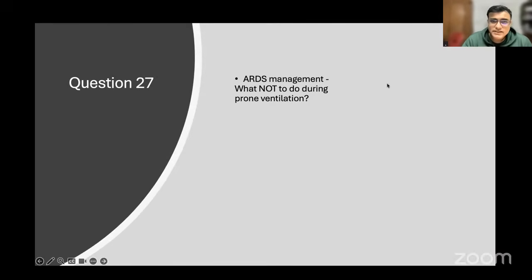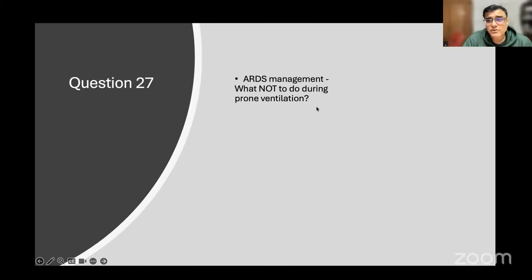So there was another question in ARDS, what not to do during prone ventilation. The question was what not to do during prone ventilation. So we usually don't do recruitment maneuvers, and we do not tamper with PEEP a lot whenever a patient is prone.